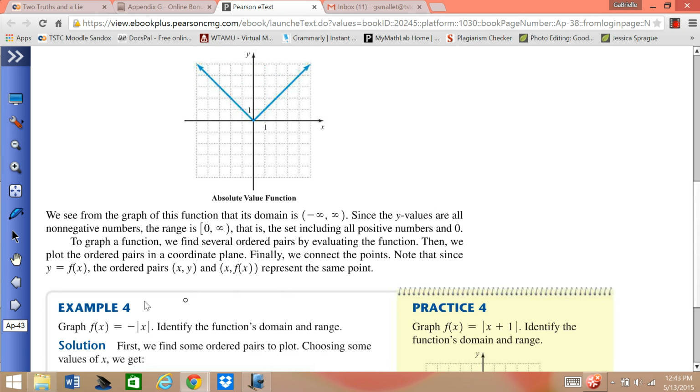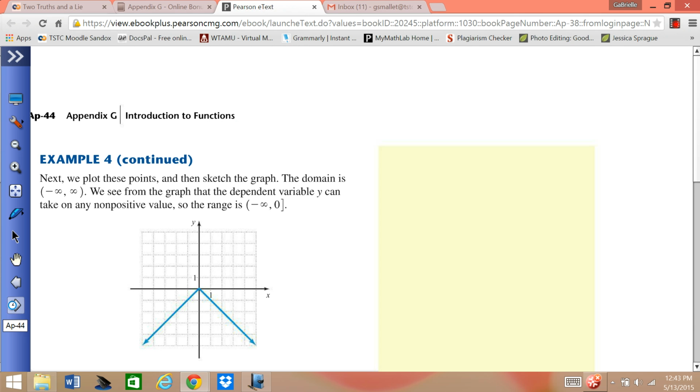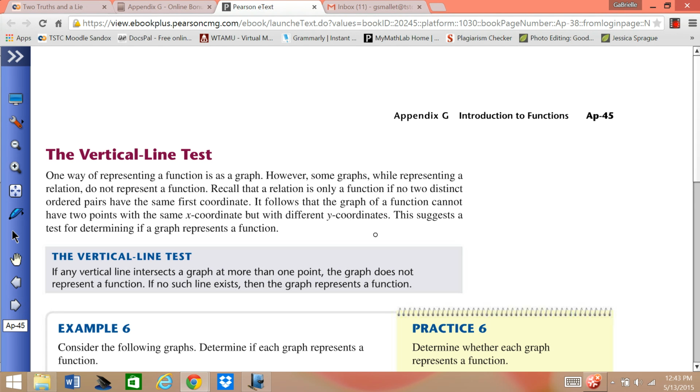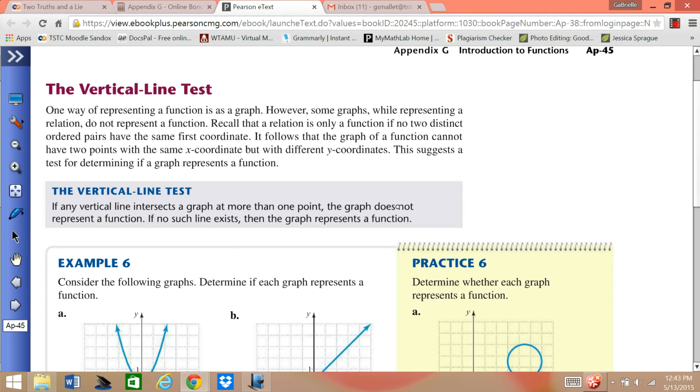Now we're not graphing any of these, so we don't have to worry about this. But now we're going to talk about the vertical line test for functions. So let's turn the page and get through these. Okay, so now on page 45 it talks about the vertical line test. The vertical line test is a way for you to look at a graph, and I'm going to read it, so if you look at this little block right here.